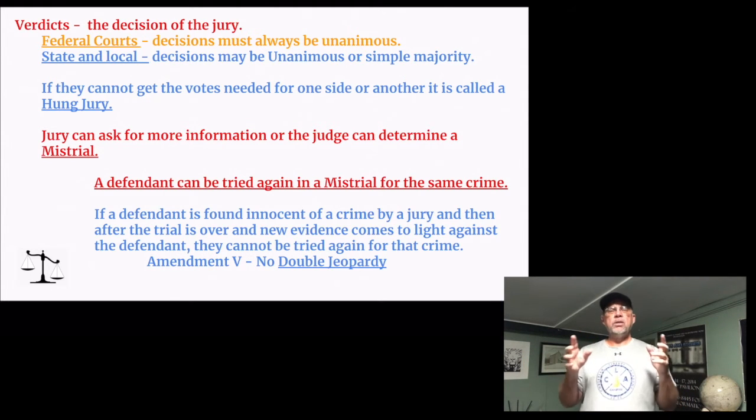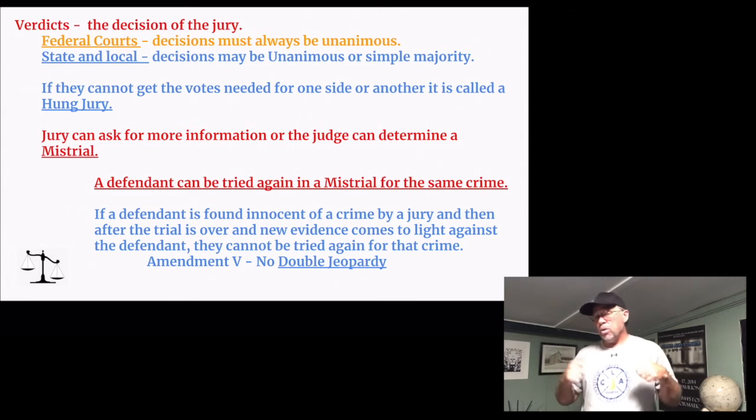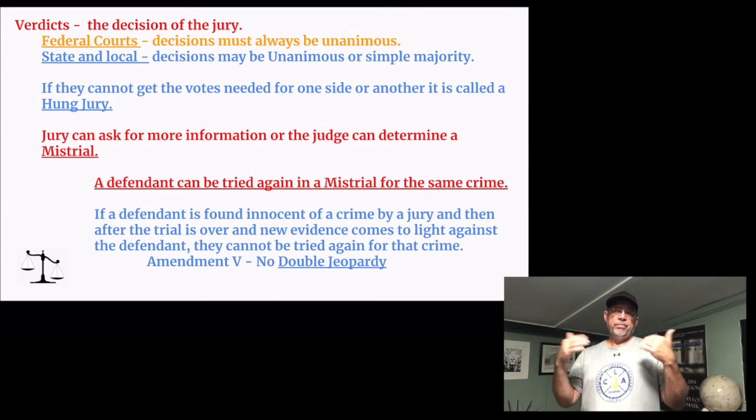I've often wondered in TV shows when they come out and say, what's your verdict, and say guilty or not guilty, is that a unanimous vote or a simple majority? State and local courts can make decisions by unanimous vote or simple majority. They can say this has to be unanimous because of the seriousness of the case. But federal courts are always unanimous. So if someone votes against, there's an acquittal.